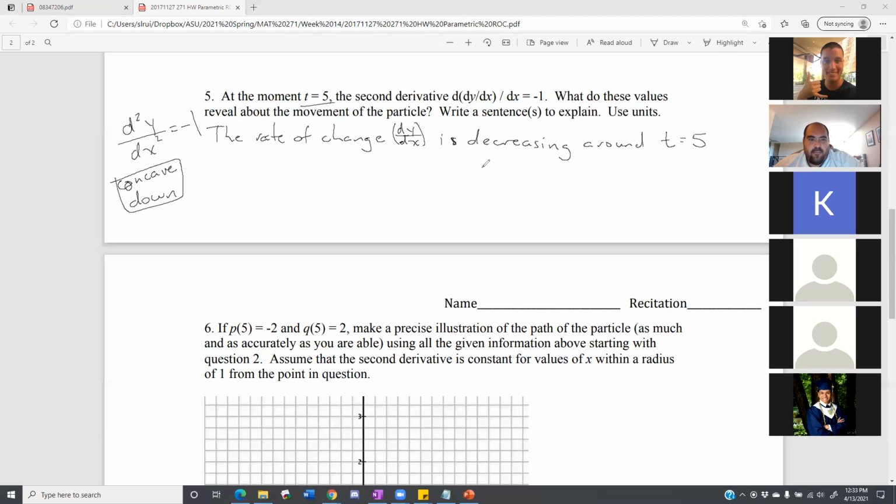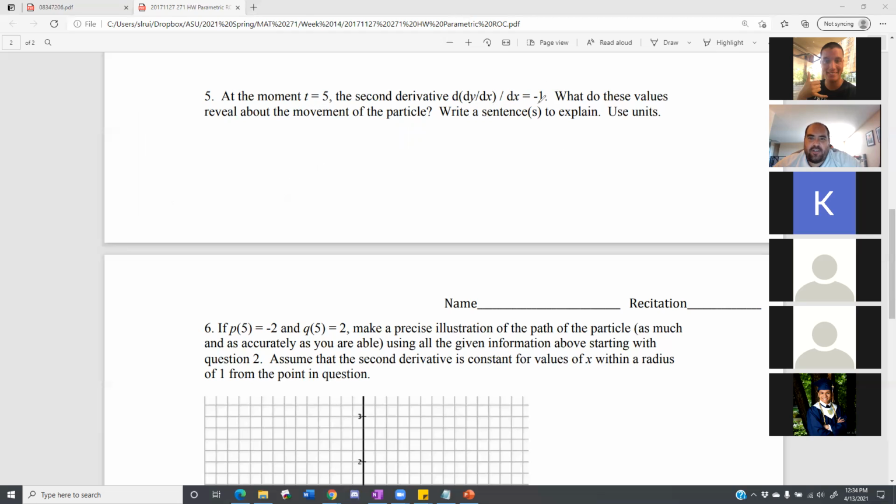Anything else about 5 before we move on to 6? We're not given enough information to know for sure, but this would be consistent with tossing a rock: after it reaches its peak, it's already headed down and it's coming down even faster. What kind of shape did you just describe? A parabola. If the second derivative holds true constantly, then yes, you're going to have a parabola.